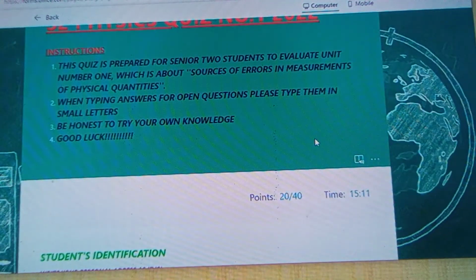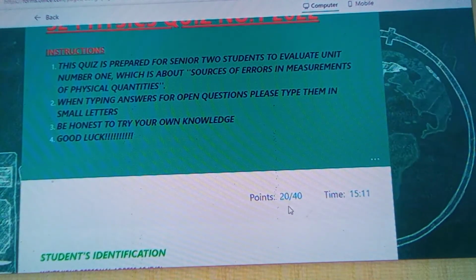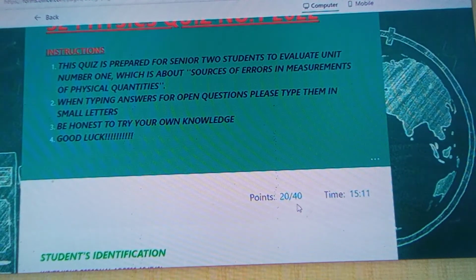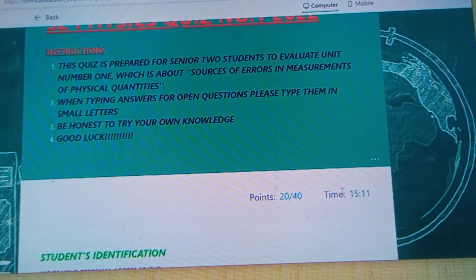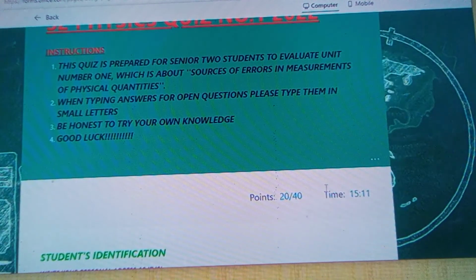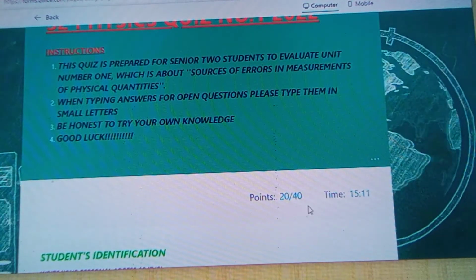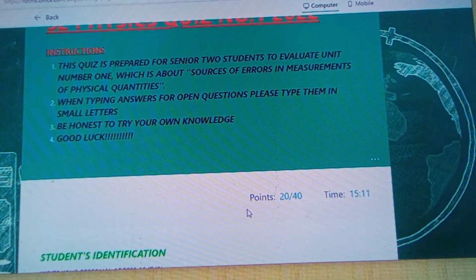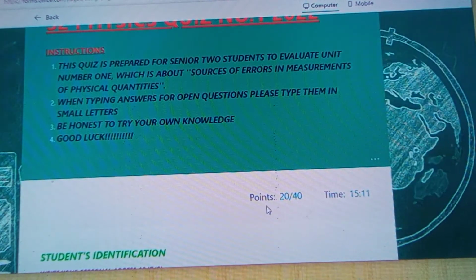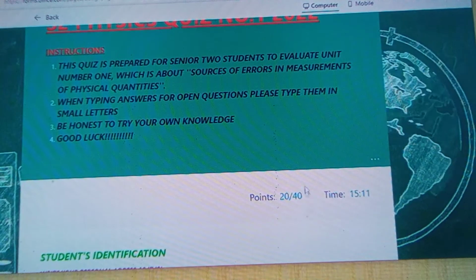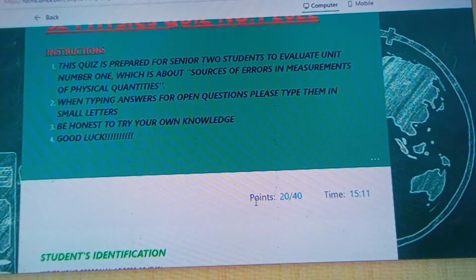Now we see that our points are 20 out of 40. So this is our marks from this quiz. So this is the time taken while doing these questions. Okay? After getting the result, we can reflect on ourselves, to see whether we are able to progress on unit number 2, or if we can try to do research or try to improve where it is not going well.